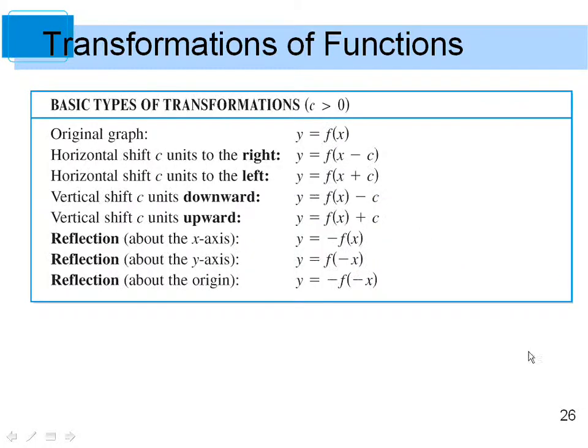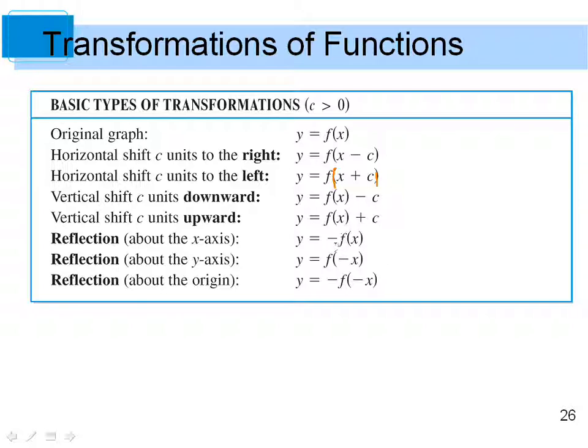The following page is a summary table. This is in your textbook as well. Here the original graph is y equals f of x. Subtracting a constant shifts the graph c units to the right. Adding a constant shifts it c units to the left. You'll notice again these are inside the parentheses, and the others are outside, so that's how you know whether it's a vertical or a horizontal shift. Minus c is going to shift it down, plus a number is going to shift it up.